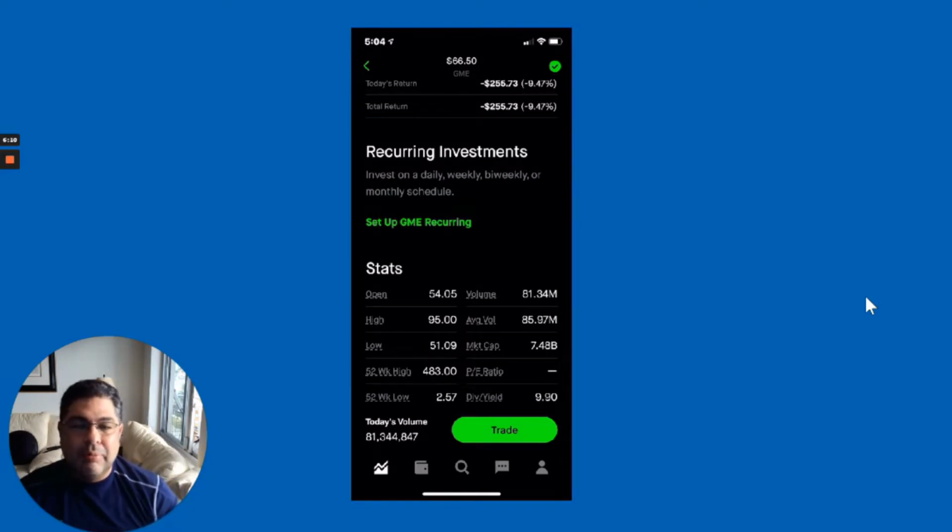Let's say you get paid every other week, and then you decide, well, I have, I don't know, $100 that I want to invest every other week when I get my paycheck. So you can set it up, and it basically will do that. You can put it for a specific stock, or more than one, or an index fund.